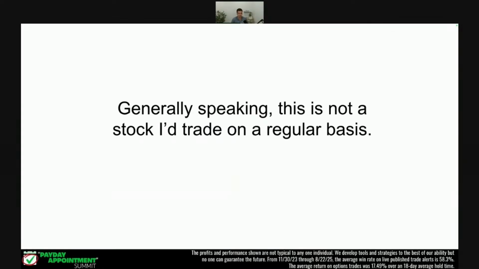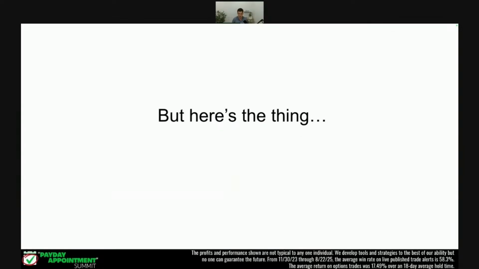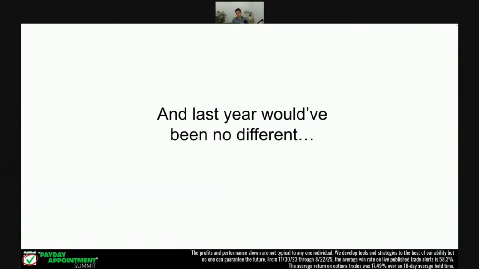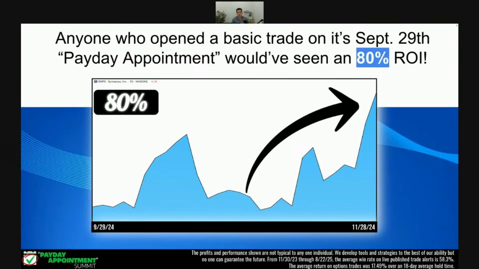In fact, you guys have probably been tuning in for a while and you've never heard me talk about this stock. But there's one thing. Wall Street tends to buy shares each year on September 29th. And last year would have been no different. Anyone who opened an options trade on September 29th would have seen an 80% ROI on this ticker.